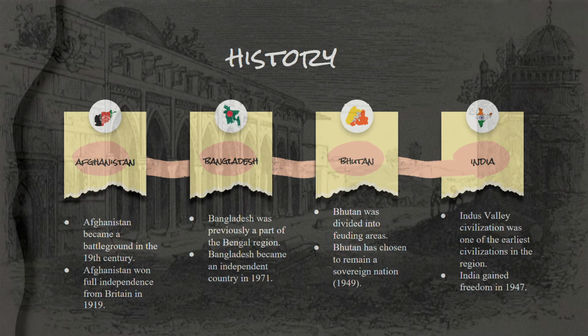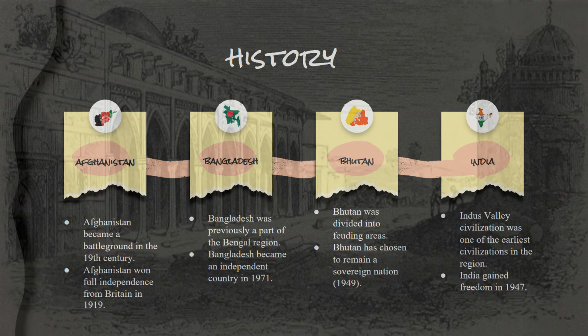Bangladesh was previously a part of the Bengal region. Bengal was largely Hindu in the 10th century and was annexed by the Mughal Empire in 1576, and the East Bengalis converted to Islam. Bengal was governed by Britain from 1757 to 1947. Pakistan ruled Bengal at that time. Bangladesh became an independent country in 1971.